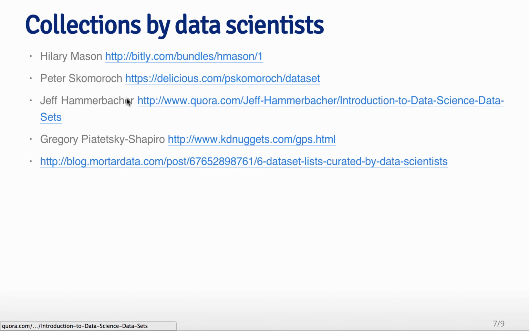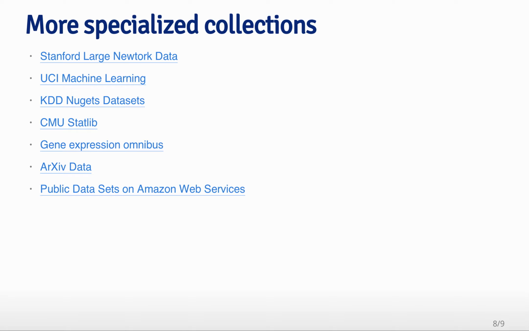There's also some collections that have been put together by famous data scientists. These are several data scientists, Hilary Mason, Jeff Hammerbacher, and others who have put together data sets that are research quality and that might be useful for you. These all come from this blog post, which talks about several other data sets that are curated by other data scientists as well.